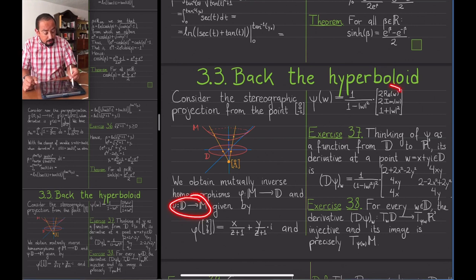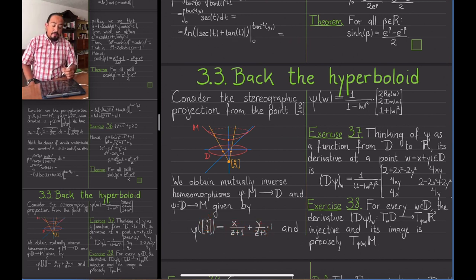So from the disk to M would be given by this, where I write W as a complex number. So it's 1 divided by 1 minus the square of the norm of W, and then 2 times the real part, 2 times the imaginary part, and then 1 plus the square of the norm. And conversely, from M to D, you just rescale it with Z plus 1. Then I leave for you as an exercise to deduce these formulas, just as I did in the case of the sphere and C bar. That I left you as an exercise.